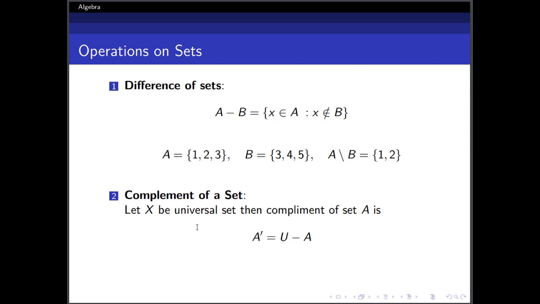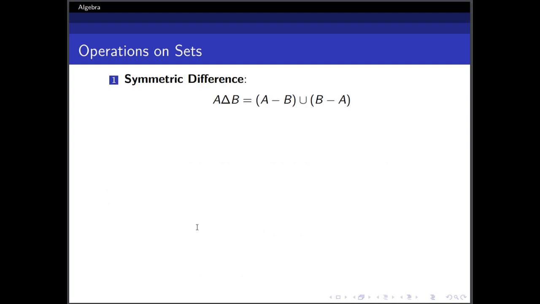Another very important concept, that is complement of a set. If U be a universal set for some particular example, then complement of A, denoted A complement, or sometimes we can write A dash, is equal to U minus A, where U is equal to {1, 2, 3, 4, 5}, and if you take A is equal to {2, 4}, then A complement is equal to U minus A, and which is exactly {1, 3, 5}.